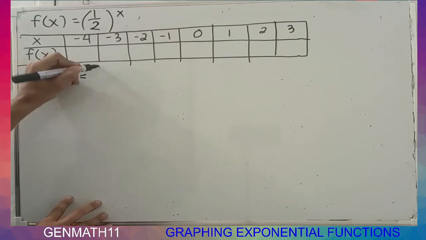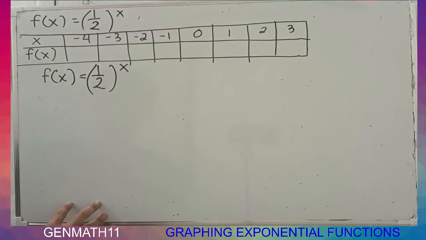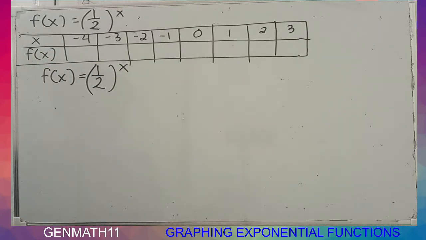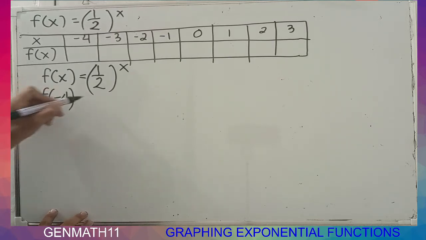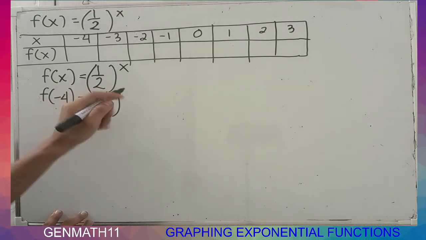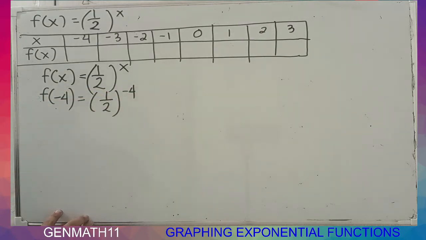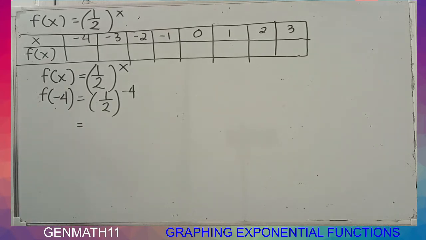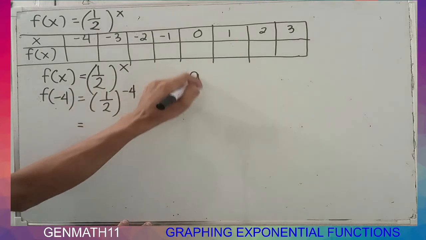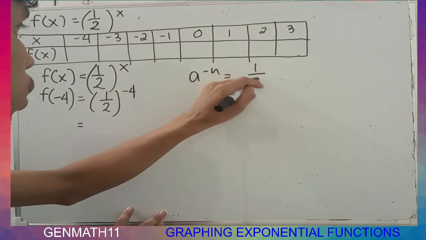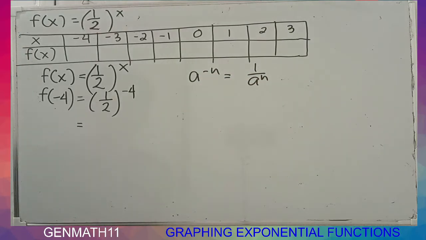So, f of x is equals to 1 half raised to x power. Gamitin natin yung una nating value which is negative 4. So, f of negative 4 equals the quantity of 1 half raised to negative 4. Katulad ng sinabi ko last time, kapag ang exponent natin is negative number, kapag binaliktad natin, magiging positive siya. Or, gagamitin natin yung rule na a to the negative n power is equals to 1 over a raised to n power. So, yung negative magiging positive kapag binaliktad natin. Si 1 half magiging whole number siya, so magiging 2 siya.